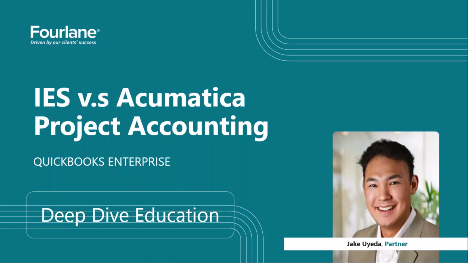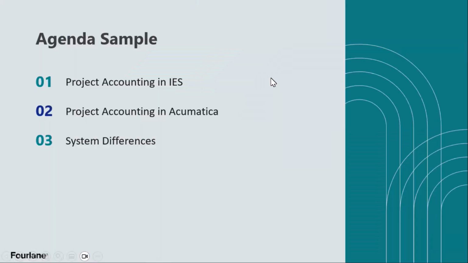So in today's session, we're gonna compare the way that IES does projects with the way that Acumatica does projects. So if you're a construction company and you're weighing your options between should I go with IES or should I look at Acumatica, this is probably a great webinar for you to tune in on. Feel free to ask questions. I'll try to get to them at the end, but if not, I could always get back to you in an email. So this is the agenda for today's meeting.